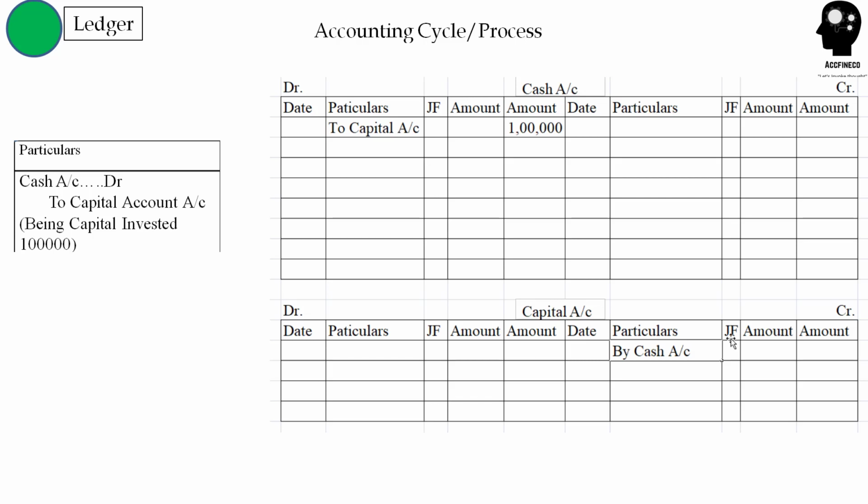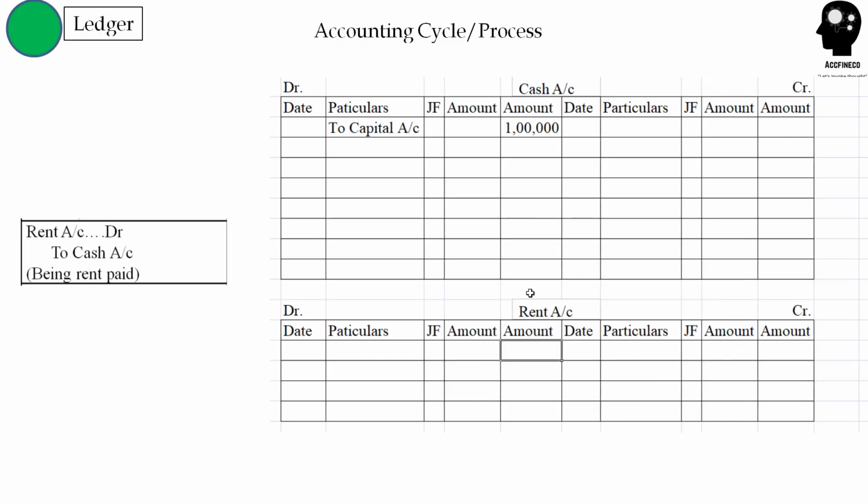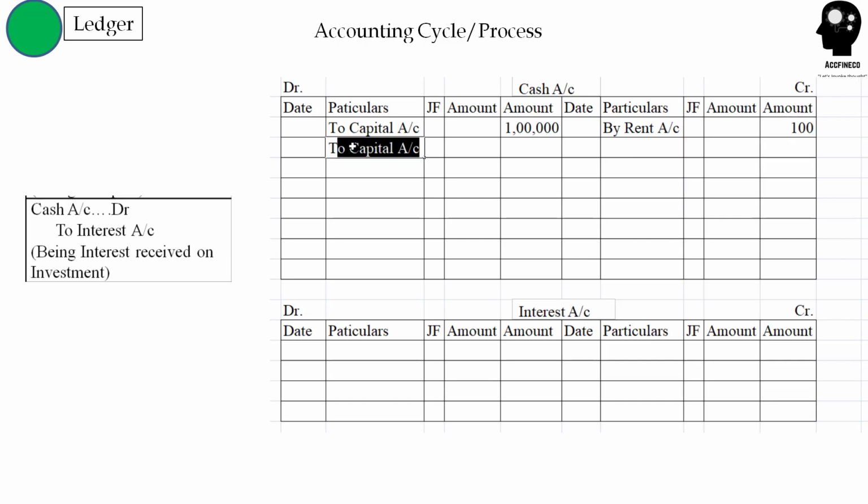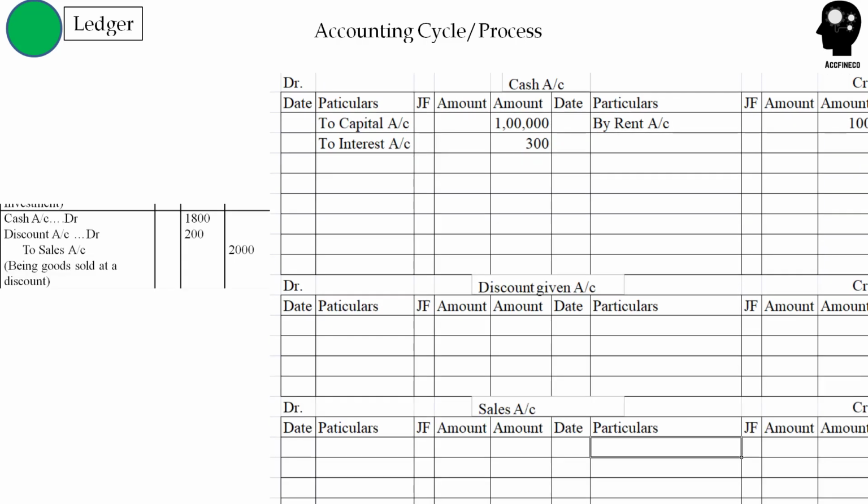Let's take the next one. Rent account debit. So we go to the left side of the rent account and write to cash account. And since cash is in the credit, you go to the right side of the cash and write by rent account. Similarly for the third, cash account debit means we go to the left side and write to interest account. And in the interest account, we go to the right side and say by cash. Special focus on the fourth entry.